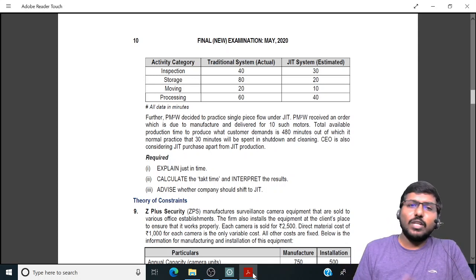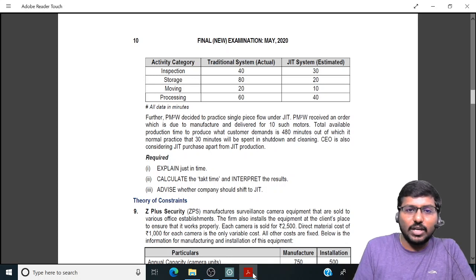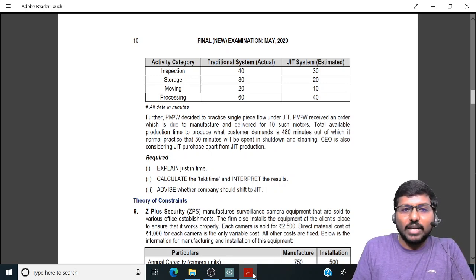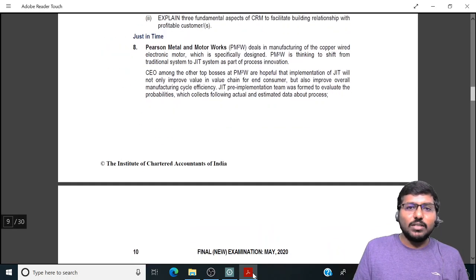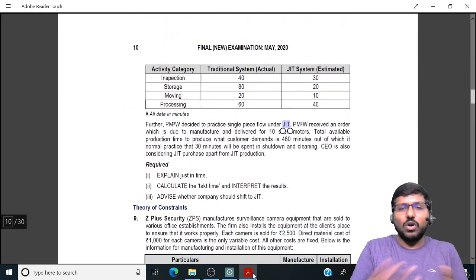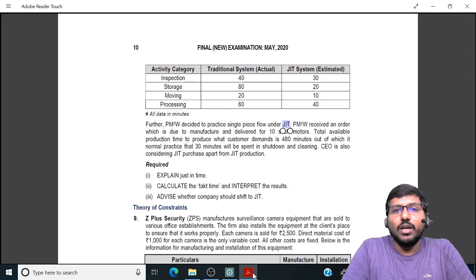Apart from that, there is one more important thing which I don't know how many of you have noticed in this particular question. As you can see here, this particular company decided to practice single piece flow under JIT. Can you see this? Single piece flow under JIT. Now, normally what I see is many of the students feel that it is normal JIT. They don't really understand what is the uniqueness of that particular word, and they just try to move on with the question, but that's not the right way of solving.